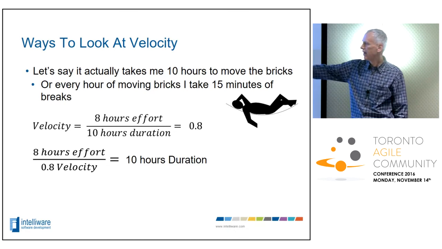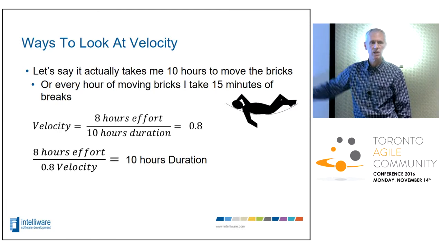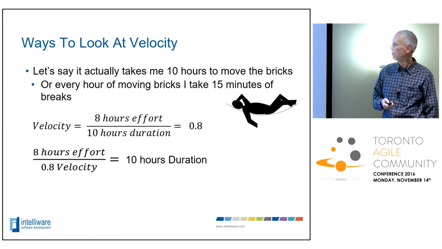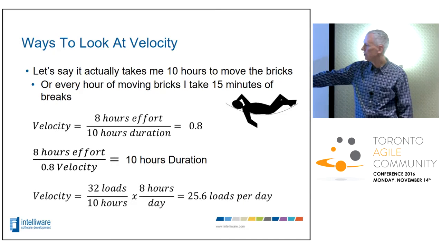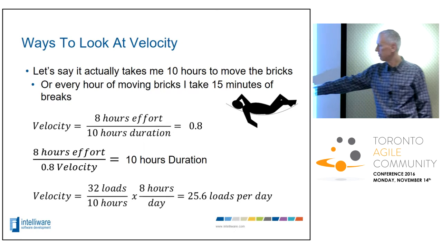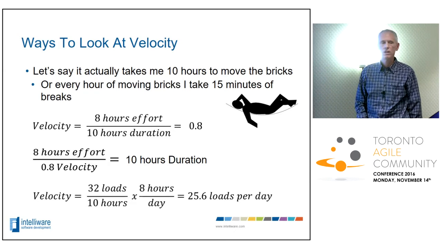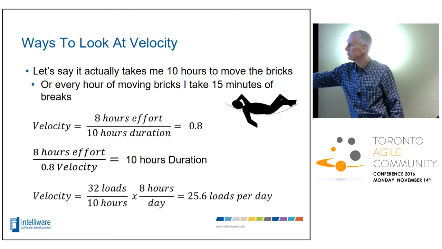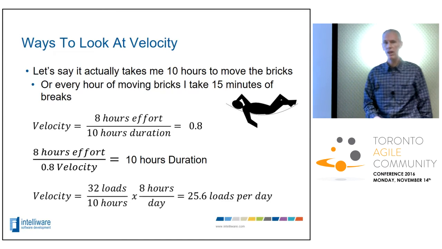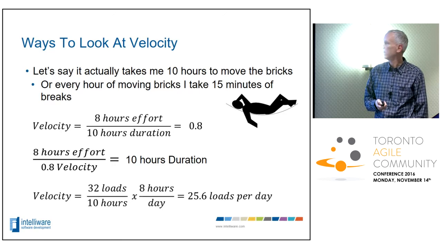Okay, or if I take that 8 hours effort and divide by 0.8 velocity, I'm going to get 10 hours, which is my actual duration. Or if I take my 32 loads over 10 hours and 8 hours per day, that means I can actually do 25.6 loads per day, per 8-hour day. That's another form of velocity. So all of these forms of velocity come into play in Agile, depending on how you go about doing your estimating.